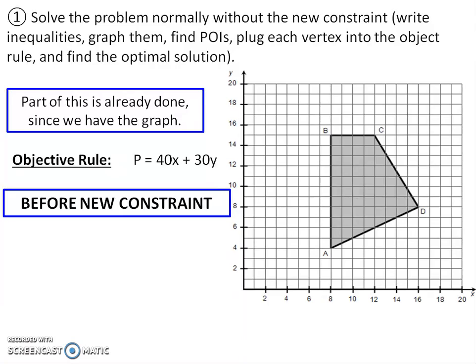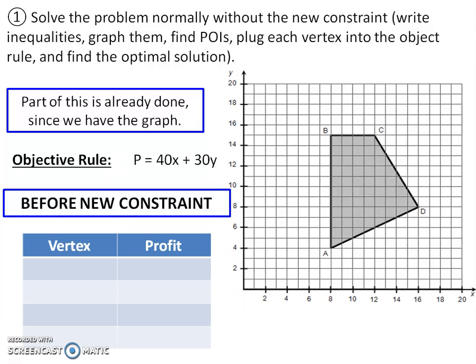And what we don't have is before the new constraint. We don't have a list of these vertices, and we don't have a list of the profit at each one. So let's write those in. The vertices are A has coordinates 8 and 4. Because we don't have the rules, we don't have to solve for the points of intersection. We can just read them off the graph. B is 8 and 15. C is 12 and 15. And D is 16 and 8.